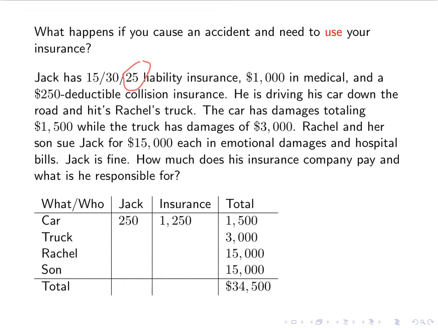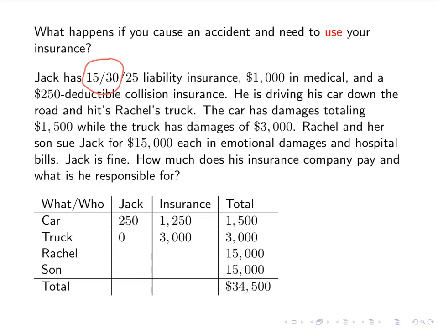The truck only had damages of $3,000, so it's covered. And Jack owes nothing for the truck. Rachel and her son are people, so they are covered under bodily. So remember, the insurance company will pay up to $15,000 per person and a total of $30,000. So fortunately for Jack, that is exactly what Rachel and her son are asking for.